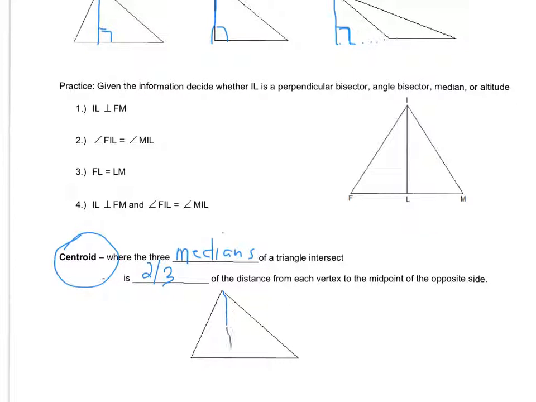So first, let's go ahead and draw in our medians. I'm going to color code it nice for you, the best that I can with this stylus. Okay, we have our three medians. Our centroid is right in the middle. It's where they collide, kind of like an asteroid. The centroid is 2/3 of the distance from each vertex to the midpoint of the opposite side.